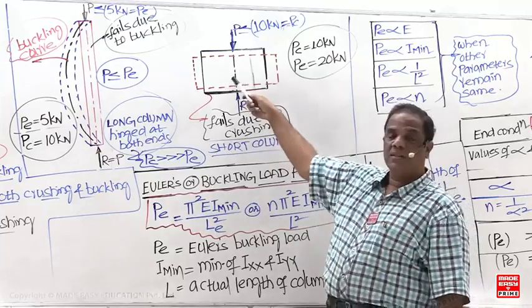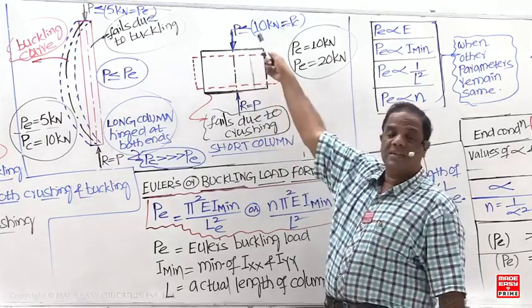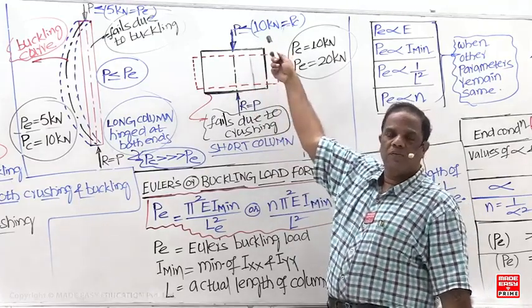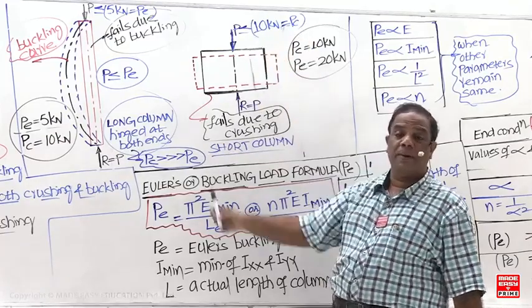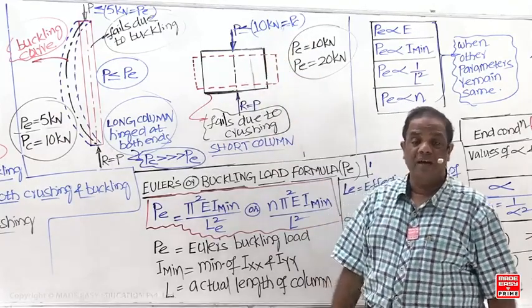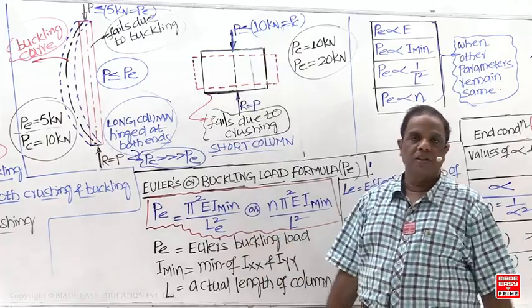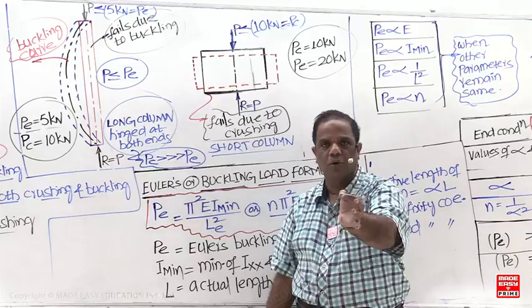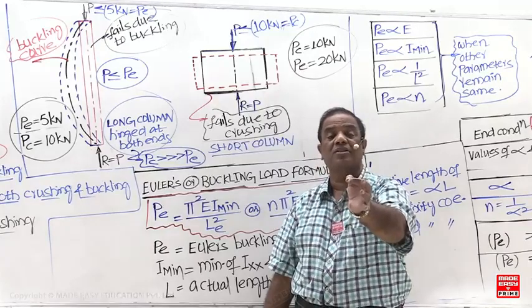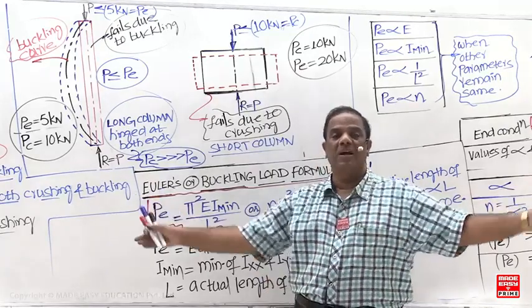So what is the strength of this column now? 10 kilonewton. What is the meaning of this 10 kilonewton? This much amount of maximum compressive load that a column can withstand without crushing. So what is the crushing load definition? Crushing load is the maximum compressive load that a column can withstand without undergoing any permanent deformation.